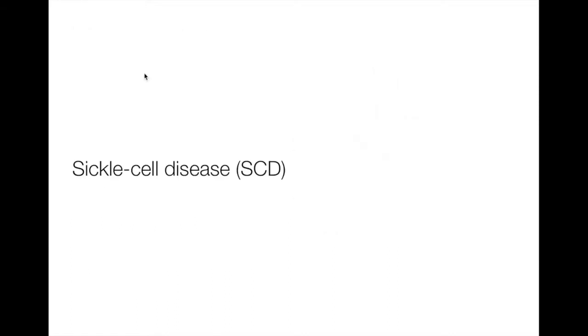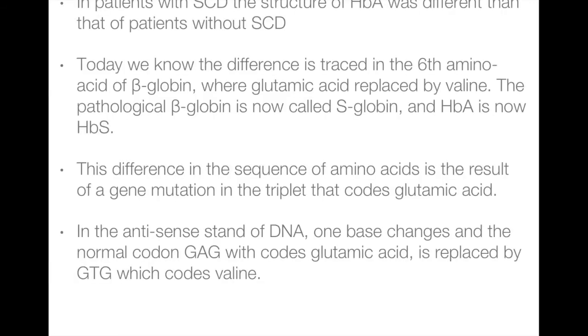Now let's look into sickle cell disease. Actually, sickle cell disease was the first disease that was found to be the result of a specific mutation. The researcher Linus Pauling and his partners in 1949 discovered that the hemoglobin of adults, HbA, which is made up of 4 globins, 2 alpha and 2 beta chains, was different in normal people than in people with sickle cell disease or anemia.